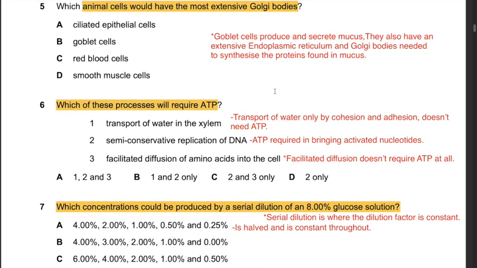Question 5. Which animal cells would have the most extensive Golgi bodies? Over here, you simply have to look out for the keyword goblet cells, because goblet cells produce and secrete mucus, and they have an extensive number of endoplasmic reticulum as well as Golgi bodies. It is because they are needed to synthesize the proteins found in mucus. Hence, the best possible answer is goblet cells. If the answer consists of goblet cells, that will have the most extensive Golgi bodies.